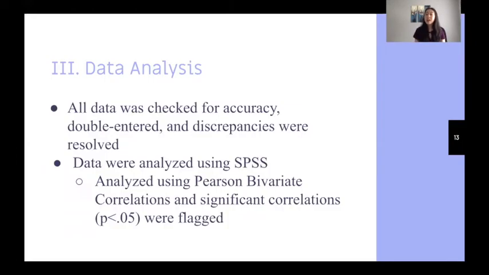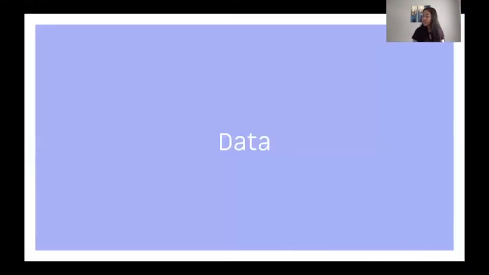All data was checked for accuracy, double entered by 2 different people, and any discrepancies between both entries I actually had to resolve myself. Data was analyzed using the Statistical Package for the Social Sciences, and data was analyzed using Pearson bivariate correlations, in which significant correlations with a p-value of under 0.05 were flagged. And now we can finally move on to my data.